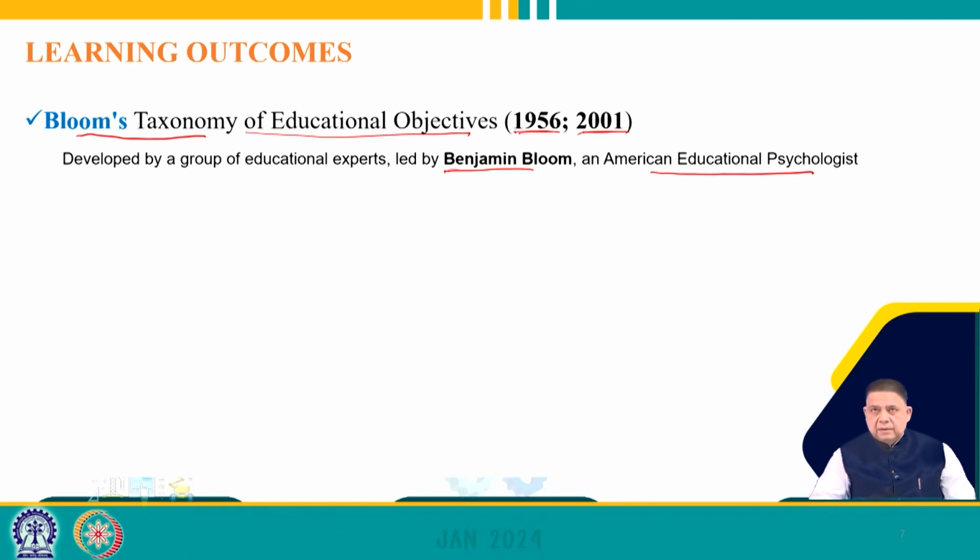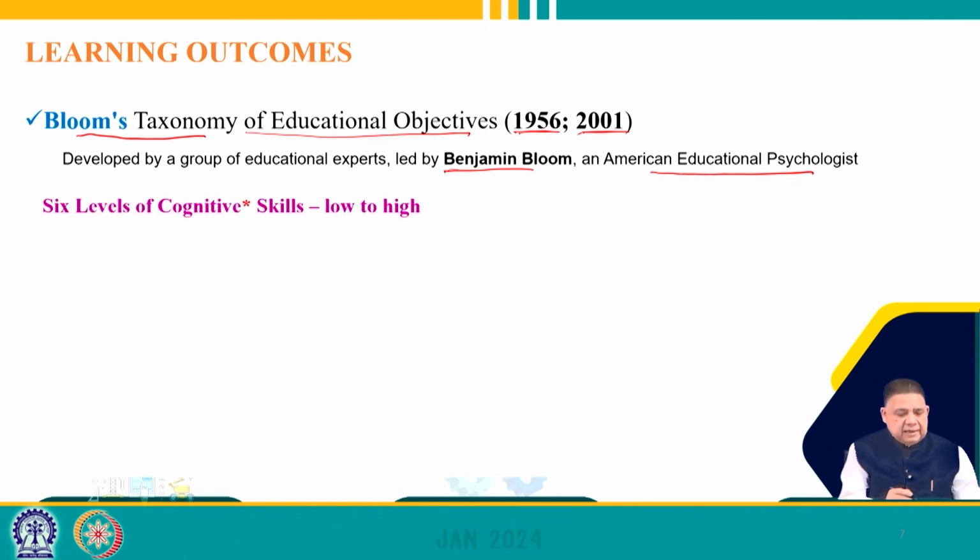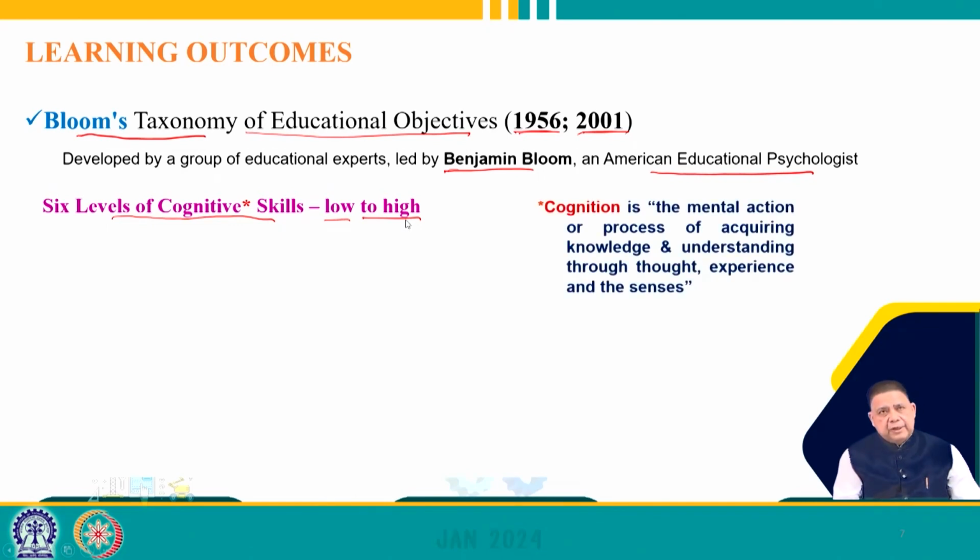Now, as per Bloom's taxonomy, there are 6 levels of cognitive skills starting from low to high. And before going into these skills, I would like to define cognition. So, cognition is the mental action or process of acquiring knowledge and understanding through thought, experience and senses. That means anything we do in order to learn a thing, that is cognition, and typically human beings have 6 levels of cognitive skills starting from low to high.